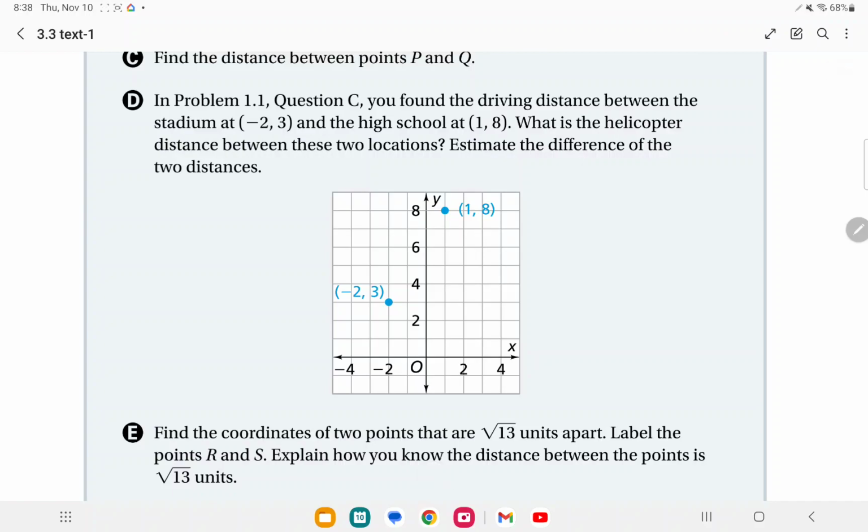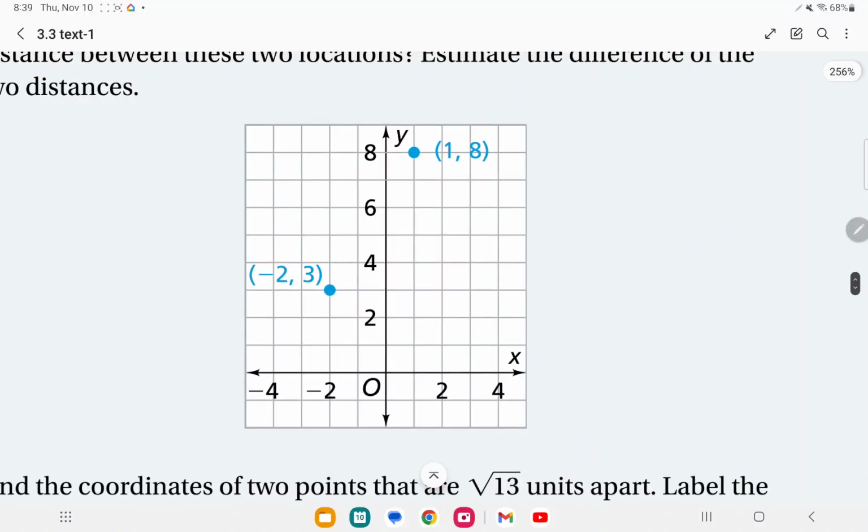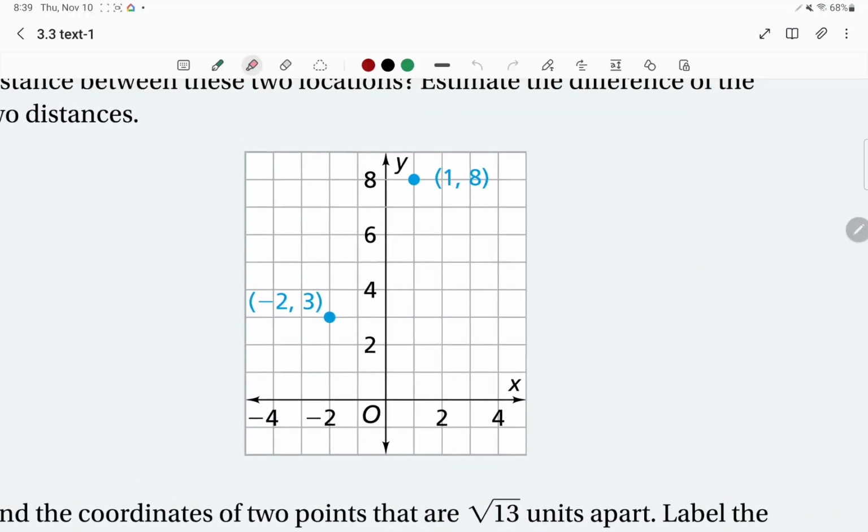Now on to part D, it goes all the way back to the beginning of this unit where we're finding driving distances between points. What is the helicopter distance between these locations? So first of all, you need to figure out what is the driving distance, right? You are going from point A to point B, but you have to drive. So you have to follow the roads. You have to follow the grids.